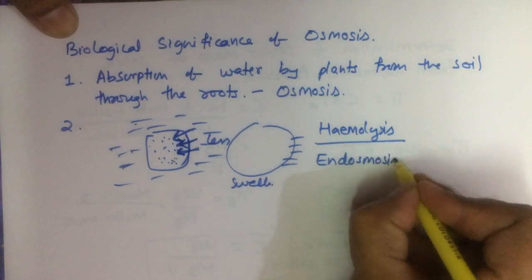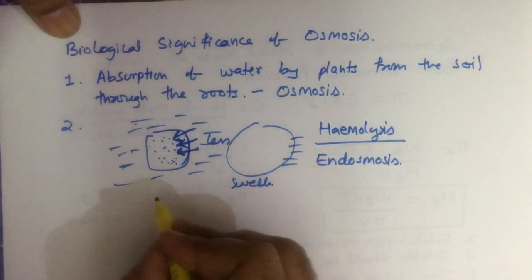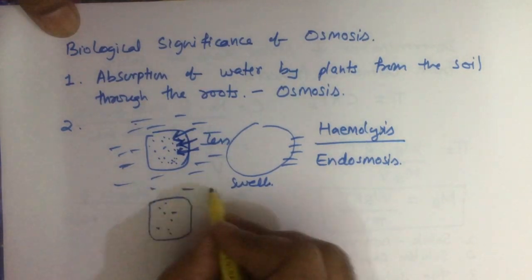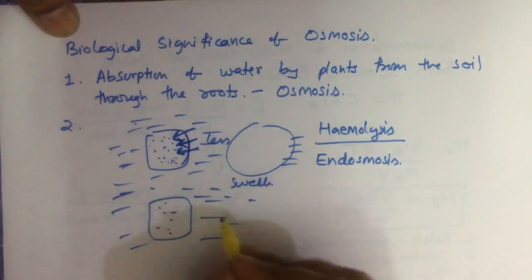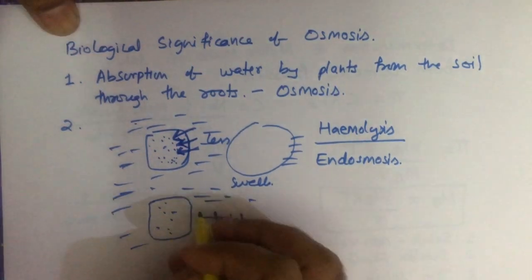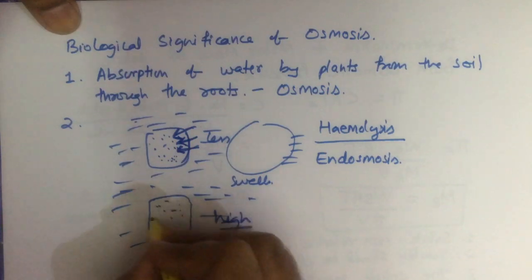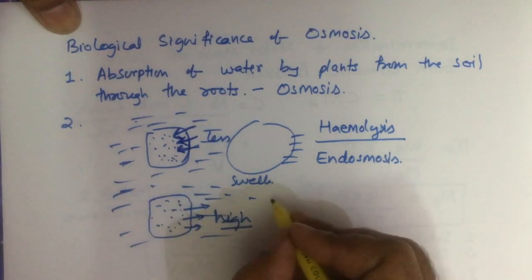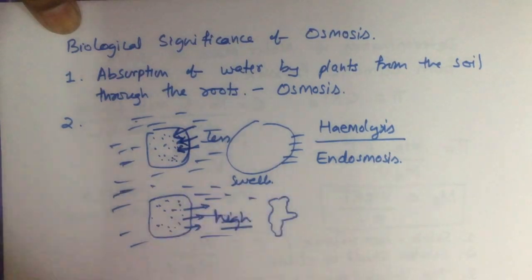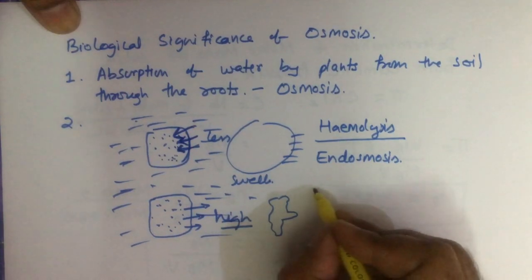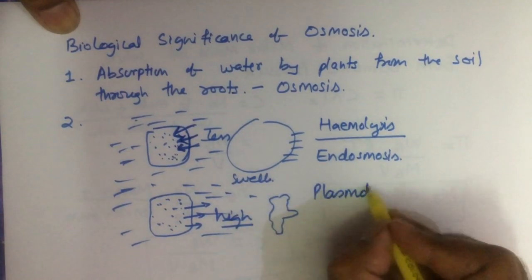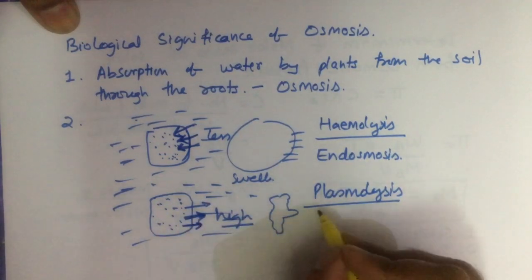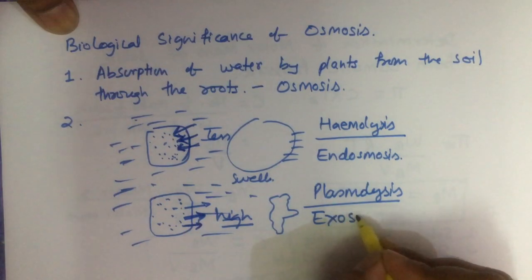And also the process of flowing of water from outside to inside is also called as endosmosis. Now, in the opposite view, suppose there is a cell which is placed in a medium where the concentration is high in the medium, and concentration inside the cell sap is less, so water will move out. As a result, the cell will shrink, and this is called as plasmolysis. And as the water molecule is moving outside the cell, it is also called as exosmosis.